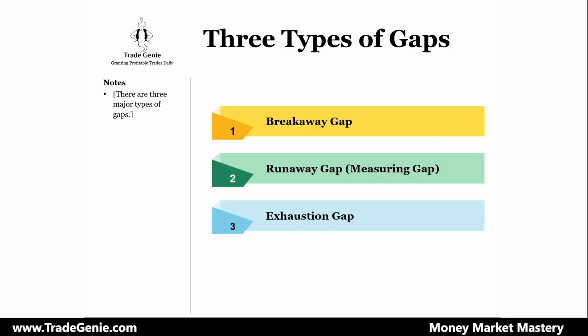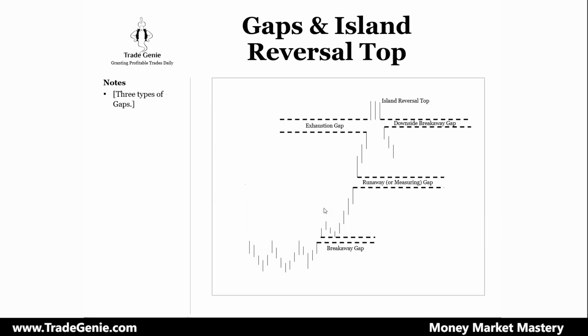Now there are three kinds of gap. I will explain to you quickly. Whenever we are looking at a gap, we need to remind ourselves what kind of gap it is. There are three kinds: a breakaway gap, a runaway gap, and something called an exhaustion gap. Pay attention to these three types of gap. Traders don't pay attention to these kinds of gaps, and then they get caught.